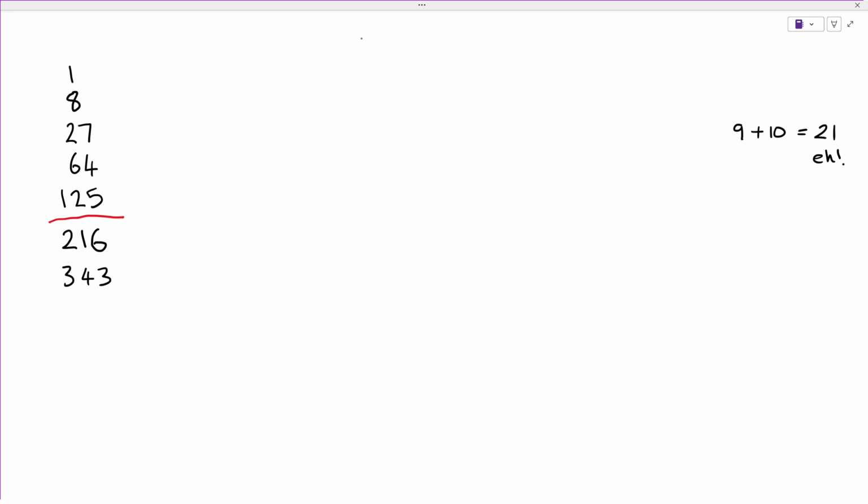Right, the next one. So let me write this down. That's 9 plus 10 equals, and this is climb the mountain. Climb the mountain. This is how I remember it.